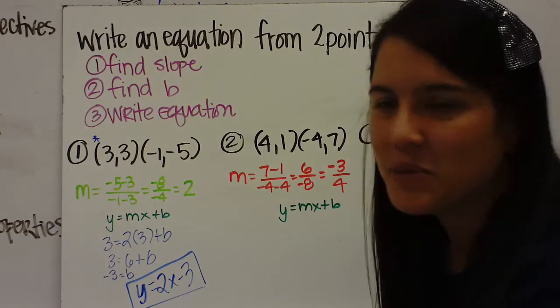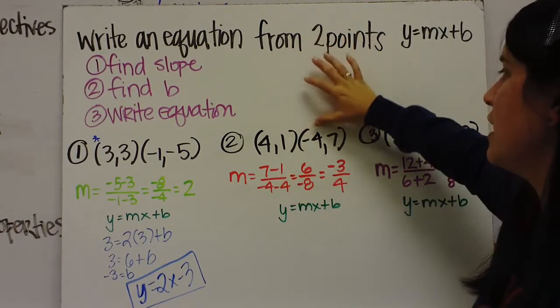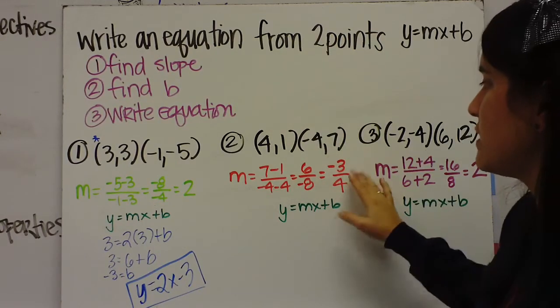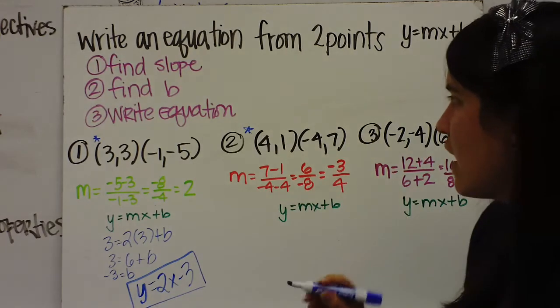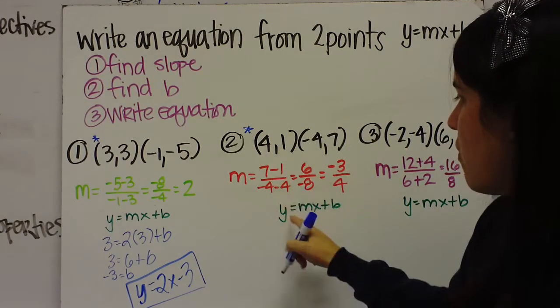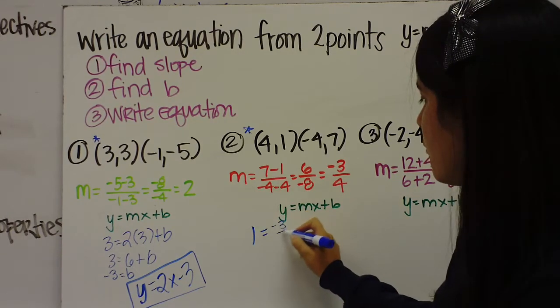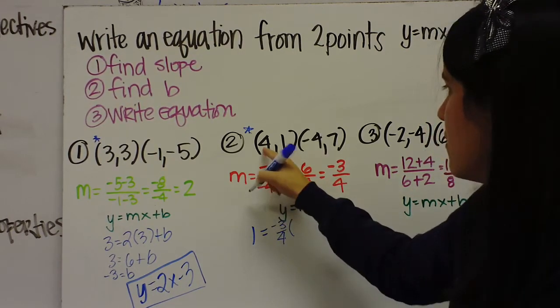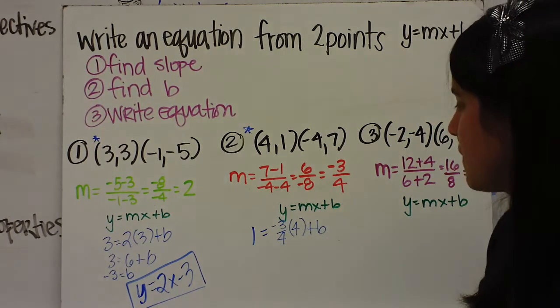Okay? Example 2, my 2 points. I've already found the slope: 7 minus 1 over -4 minus 4, and my slope is -3/4. I'm going to use this point, and I'm going to plug it in. So my y value is 1, my slope is -3/4, my x value is 4, and then plus b.